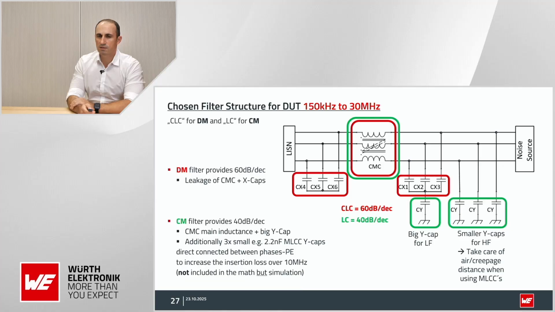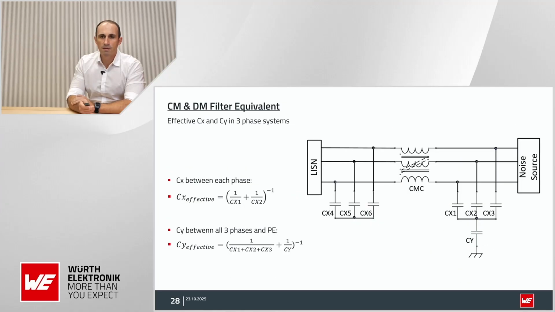And as we have just a filter structure of 40 dB per decade, we need, let's say, a lower corner frequency compared to the differential mode filter. So the effective CX we have there: two are connected in a row between the phases, so only half of the capacitance is working. And the Y capacitor in the row with the X capacitor is dominating the overall capacitance there. So the formula you see below.